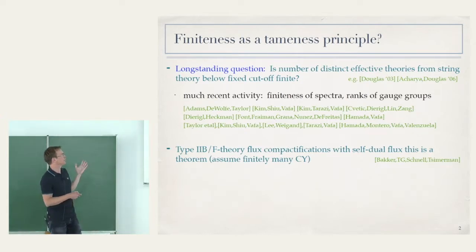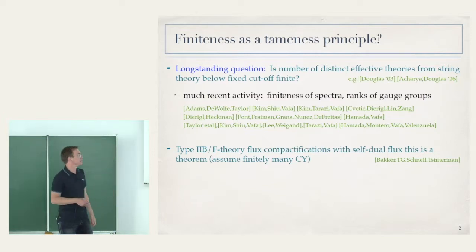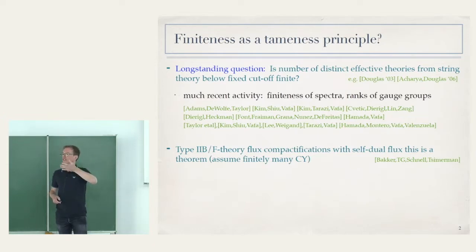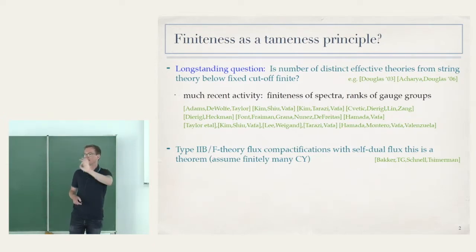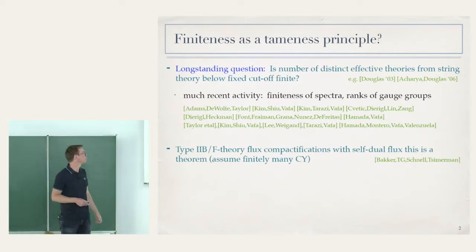Namely, what we studied is certain flux compactifications. I will say a few more words about this later on, with self-dual fluxes. And we actually prove a rather non-trivial theorem, namely that there are only finitely many of these. And in fact, that translated into more physical terms means that these scalar potentials which arise there have only finitely many minima. So this crazy wild function which I gave you on the first slide actually shouldn't appear because it has infinitely many minima.